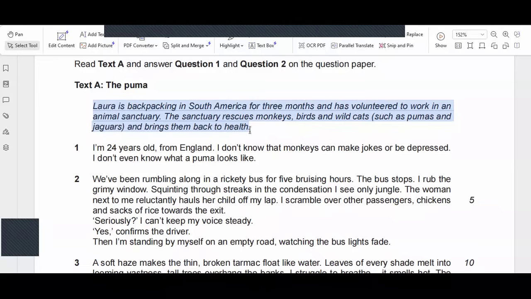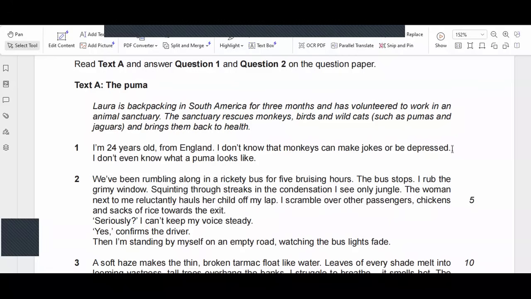Text A is Puma, and this text is about a lady named Laura. The introduction says that Laura is backpacking in South America for 3 months and has volunteered to work in an animal sanctuary. The sanctuary rescues monkeys, birds, and wildcats, such as pumas and jaguars, and brings them back to health. So the introduction is telling us that she is travelling to South America with her backpack for 3 months, where she will help as a volunteer in an animal centre.